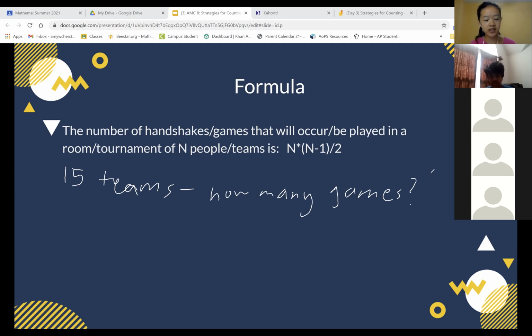Okay, I want you guys to just do a quick example. If we have 15 teams in a tournament where each team plays every other team once, how many games will be played?